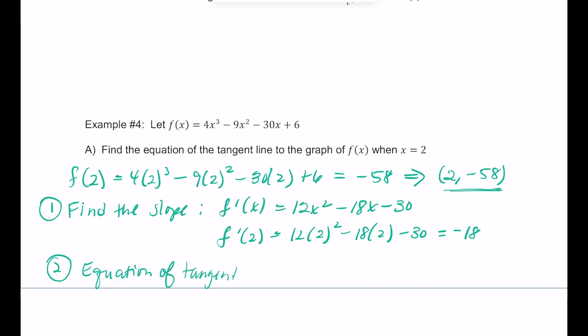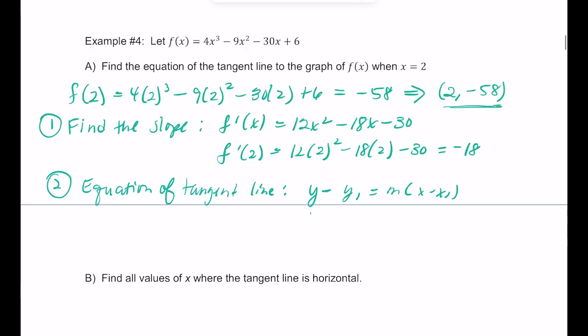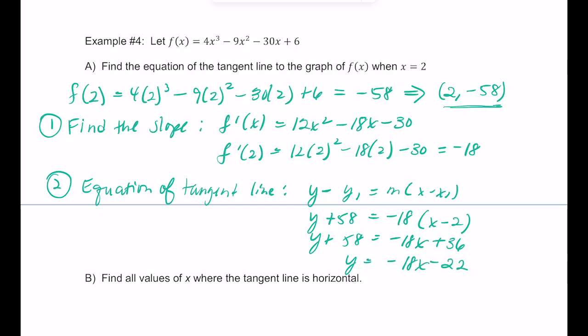Well, I can use my point slope formula. So I've got y minus, my y1 is just negative 58, so that's going to turn into y plus 58. My slope I just found is negative 18, and then I've got x minus 2. And then I'm just going to clean this up, so I've got y plus 58 equals negative 18x plus 36, and then I'm going to subtract 58 from both sides, and you would get y equals negative 18x minus 22. So that's the equation of the tangent line to that function at the point 2, negative 58.